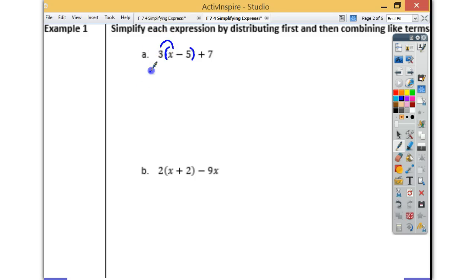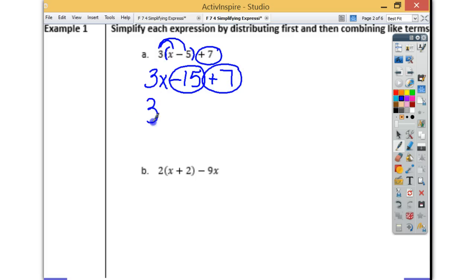3 times x is 3x. 3 times negative 5, negative 15. And now we still have this term out here. Drop that down. And yet I'm still not completely done because I still have like terms that I can simplify. My negative 15, my positive 7. So 3x, and bring down negative 15 and a positive 7 gives me a negative 8.